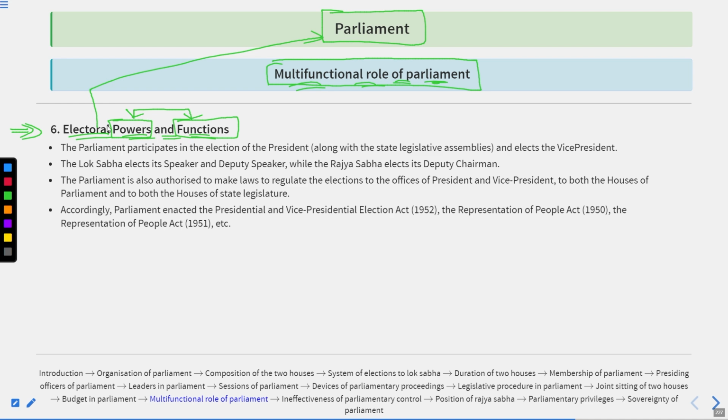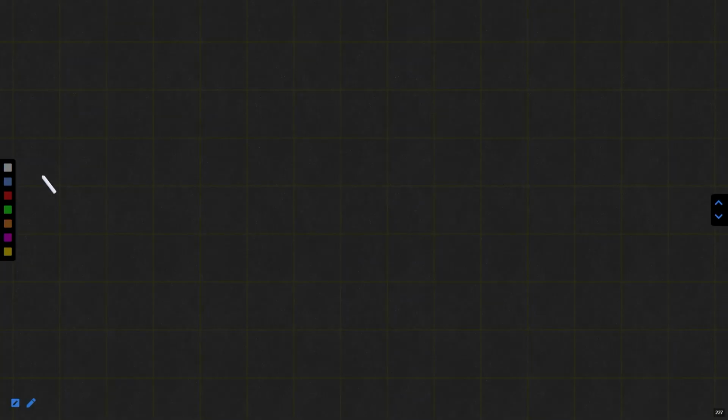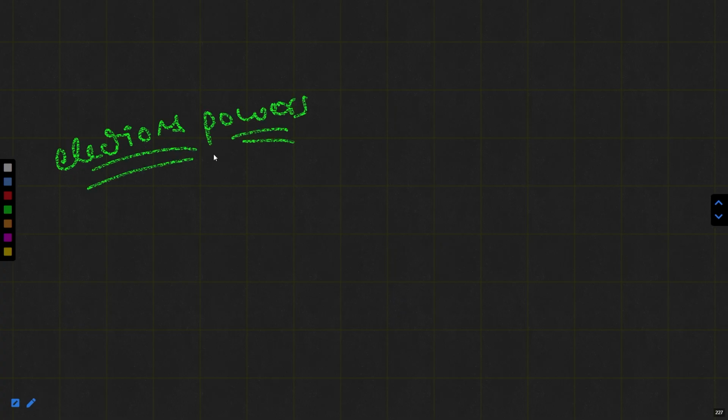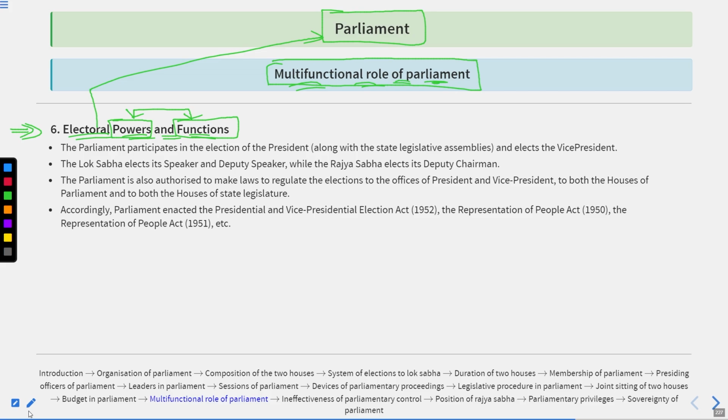So electoral is basically related to elections, the election powers that are being overlooked and conducted by the Parliament. The first in this is that the Parliament participates in the election of the President, along with the State Legislative Assemblies, and also elects the Vice President.